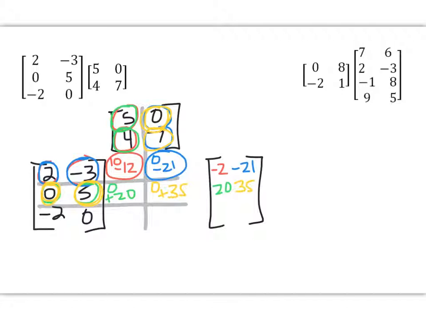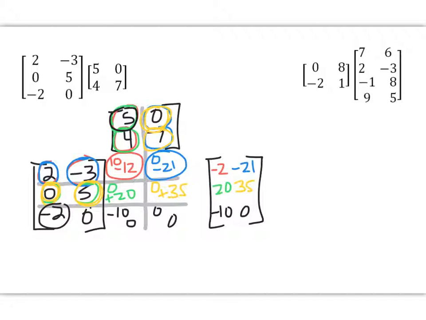And going to the bottom, negative 2 times 5 is negative 10. 0 times 4 is 0, so that'll be negative 10. Negative 2 times 0 is 0. 0 times 7 is 0. So then my bottom is going to be 0.